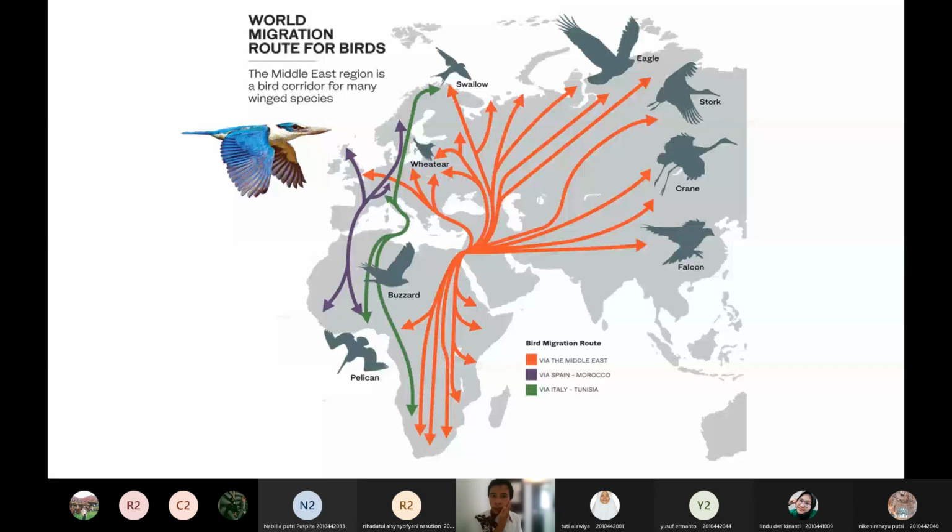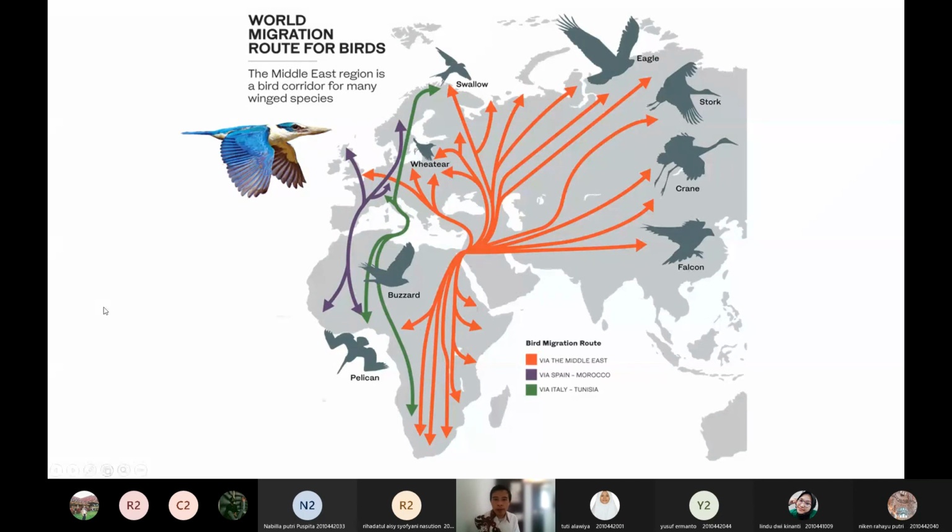And related to the migrations of the bird, as shown here, the Middle East is actually the center for the migratory birds. So you see here that there are many kinds of birds starting from these regions of the Middle East, and their routes will spread into different regions and areas.